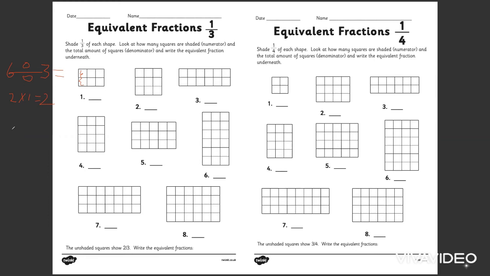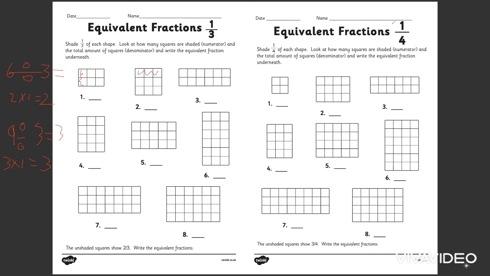Again, 3, 6, 9. 9 divided by 3 equals 3. 3 times 3 is 9. And then you do 3 times 1 equals 3. So you shade in 3 boxes.